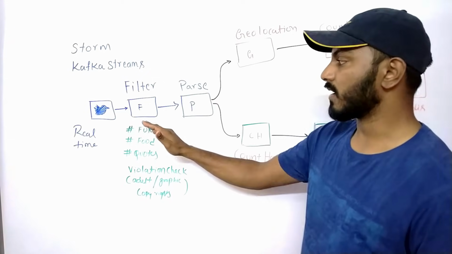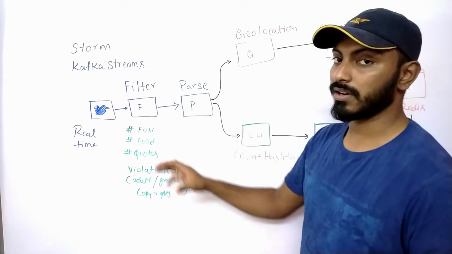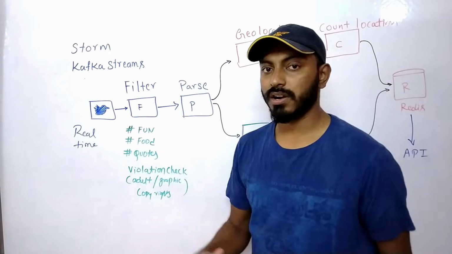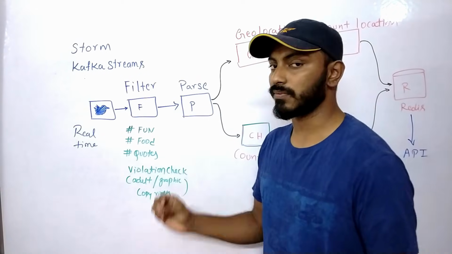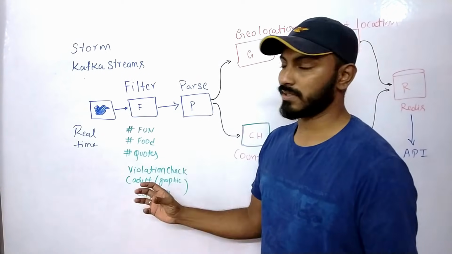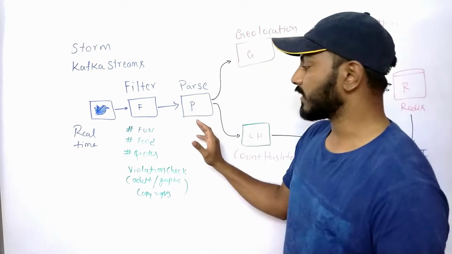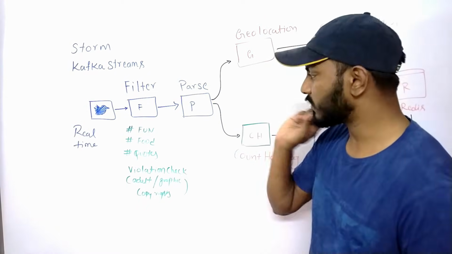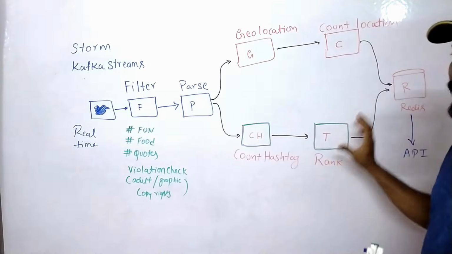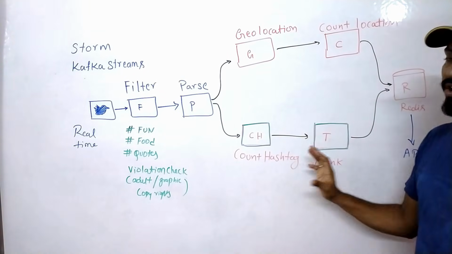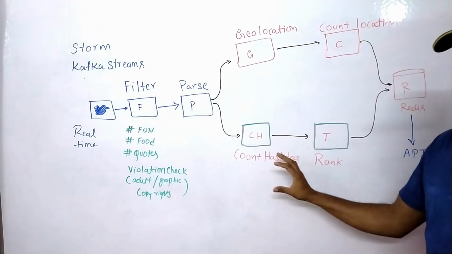Say, for example, this is a filter operator, and this operator's work is just filtering of tweets based on certain criteria, and I'm going to explain that later. And this one's work is parsing. So every operator here has its own designated function, and they do that only.